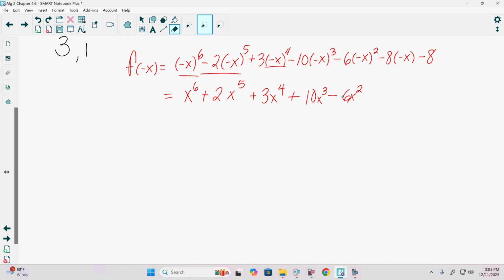Now the next one, negative 8 times negative x. Well, the exponent is technically 1, which is odd, so the sign would change. But there is no exponent, so we could just multiply. What's negative 8 times negative x? Negative and negative make positive, so it gives us 8x. If the exponent's even, the sign stays the same. If the exponent's odd, change it.